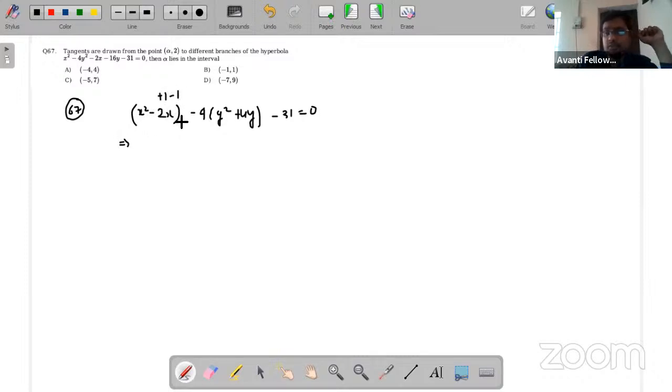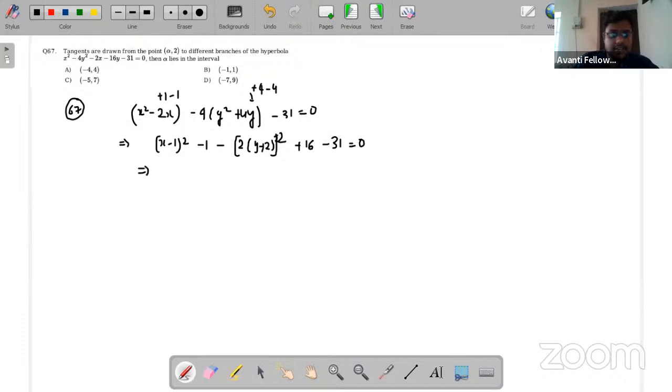If I have added 1, I have to subtract 1 also. Similarly here, to make it a perfect square, I have to add 4 and subtract 4. So it will be (x minus 1) whole square, then minus 1 is there, minus 2 square, so 2 times (y plus 2) whole square. Now minus 4 into minus 4 will become plus 16, minus 31 is 0.